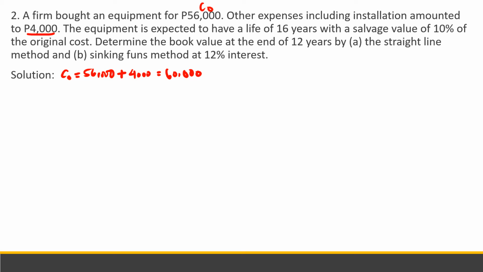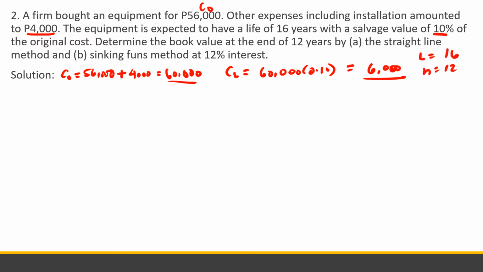And then CL, or the salvage value, is 10% of the original cost. So that is 60,000 multiplied by 10%. So this will be 6,000 pesos. And then L is 16 years. We are looking at the 12 years. And I is 12%.